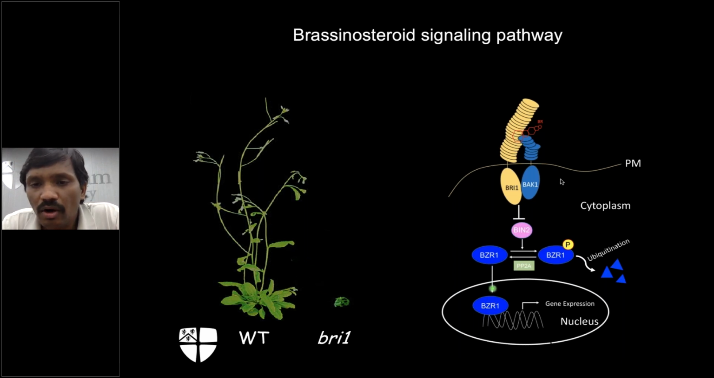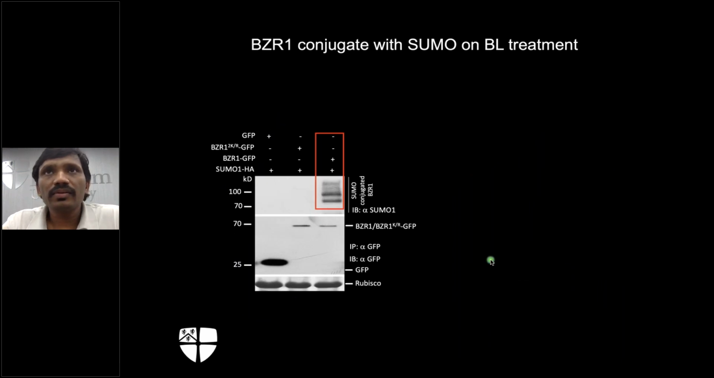So we started looking at all the components as SUMO targets, and we ran those proteins in our software. As I mentioned before, a PhD student, Stuart Nellis, wrote that program. We ran all those proteins, did some bioinformatic analysis, and found that BZR1 is a potential target for SUMO conjugation. And then the first thing we did was a transient assay.